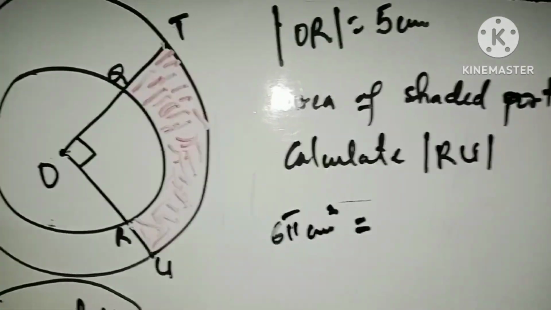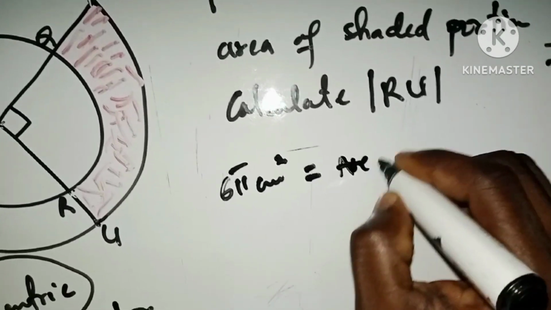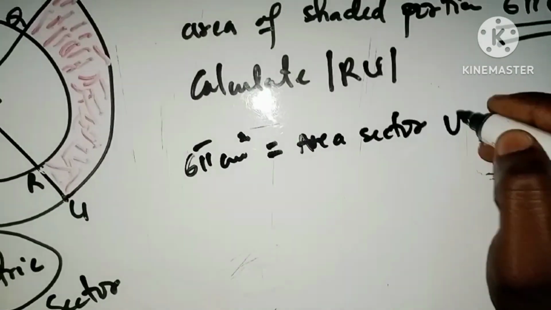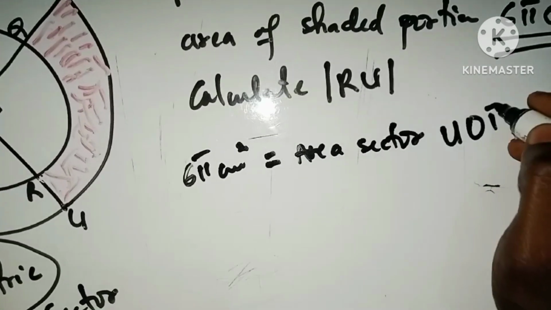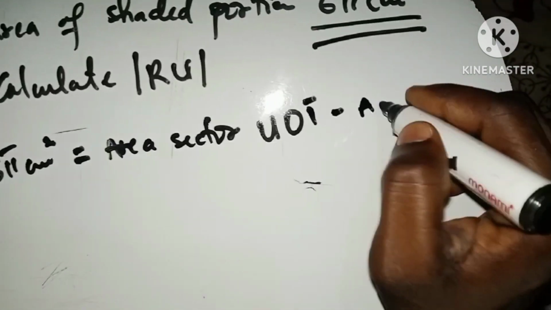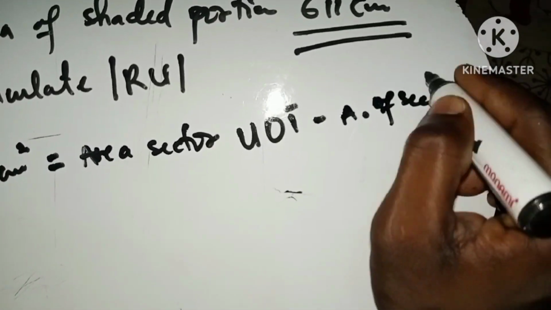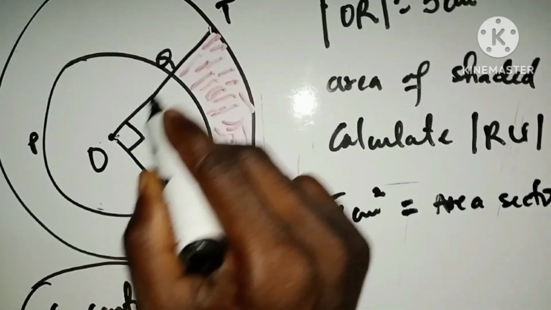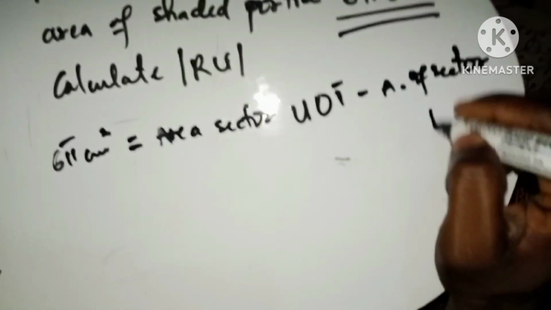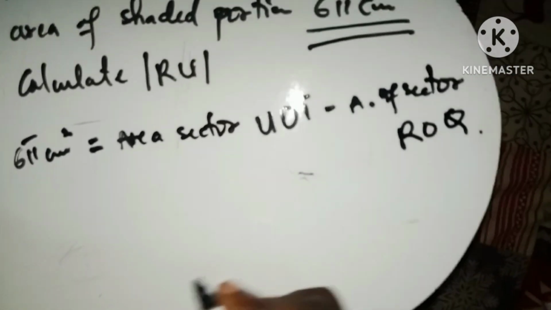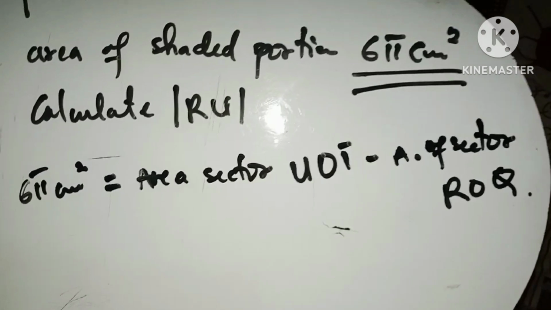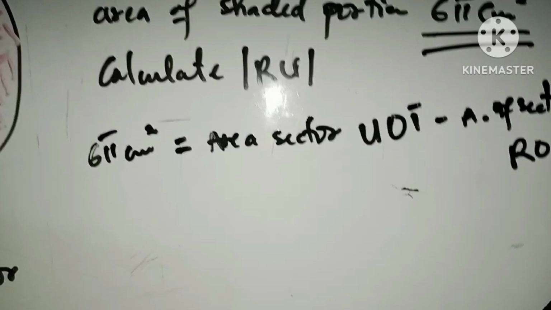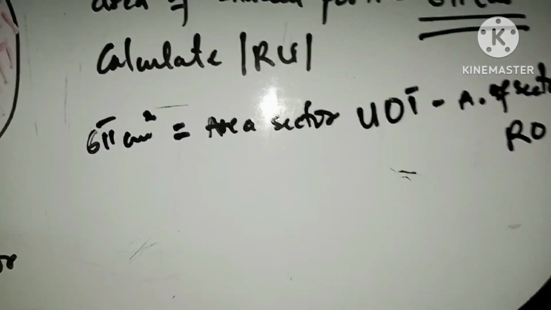So that's the area of the bigger sector, that's UOT, minus the area of the smaller sector, that should be ROK. Is that okay? That's very simple, because that is the shaded area from the previous questions that we solved. Yeah, perfect. So what is the area of a sector?